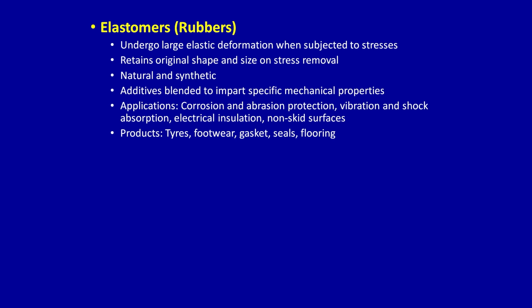Additives can be blended, like sulfur is blended to obtain strength in the tires, which is called vulcanization of rubber. The applications are corrosion and absorption protection, vibration and shock absorption. You can use them for electrical insulation and non-skid surfaces. Products are tires and footwear. All your footwear is made up of elastomers. Gaskets in pressure cookers are made of elastomers. Seals, by which you can seal certain things. Even flooring, and furniture nowadays, are made of rubbery things. So, rubber is widely used, and they have very distinct properties, and there are reasons for it.